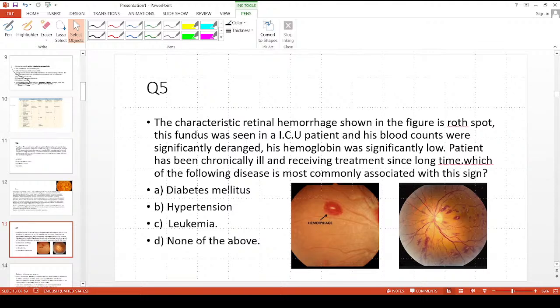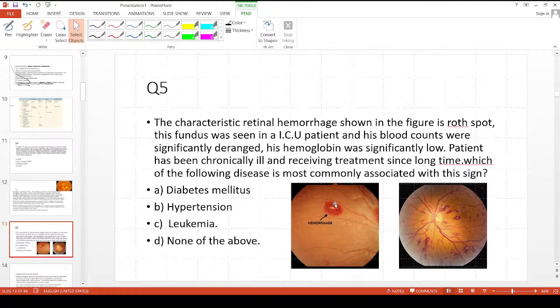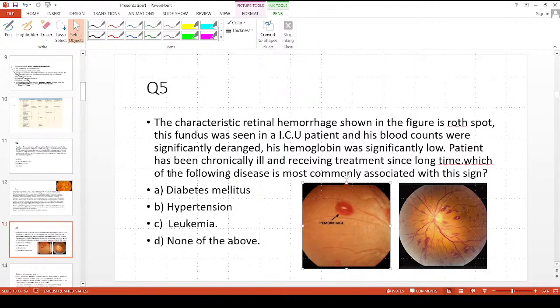So first of all, what do we see in the given question? We see a sign called Roth spot. A Roth spot is a hemorrhage seen like a splinter hemorrhage, but it has an area of central clearing. So we can see here there is a hemorrhage, but there is an area of central clearing here.